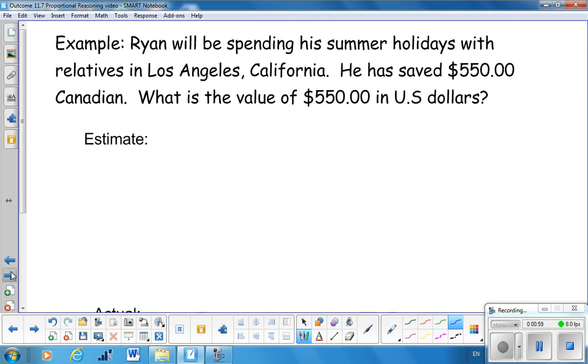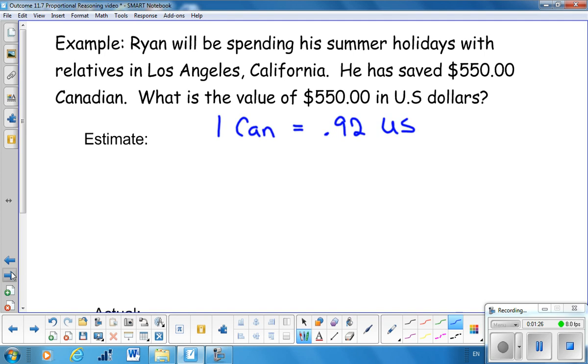So Ryan will be spending his summer holidays with relatives in Los Angeles, California. He has saved $550 Canadian. What is the value of this in US dollars? So we're going to use the conversion rate from the previous page. And so 1 Canadian dollar is going to be equal to $0.92 in US funds.